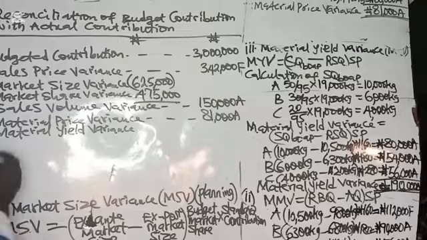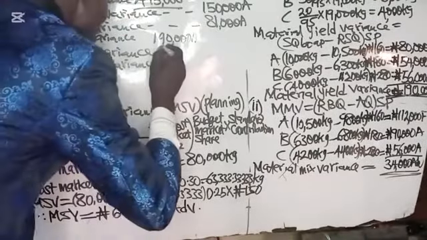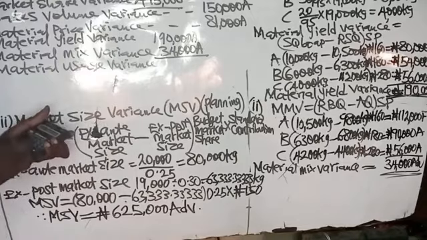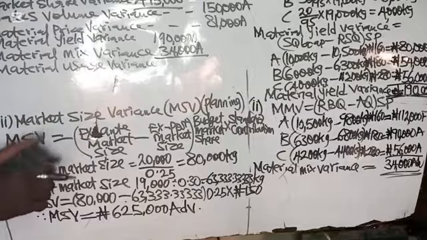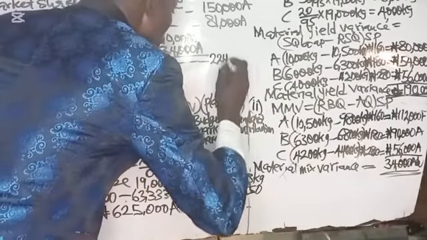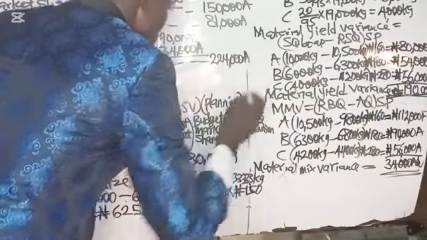Our material yield variance, we got 190,000 adverse. Our material mix variance is 34,000 adverse. The sum of the two, 190,000 plus 34,000, is 224,000. That is the material usage variance, 224,000 adverse.